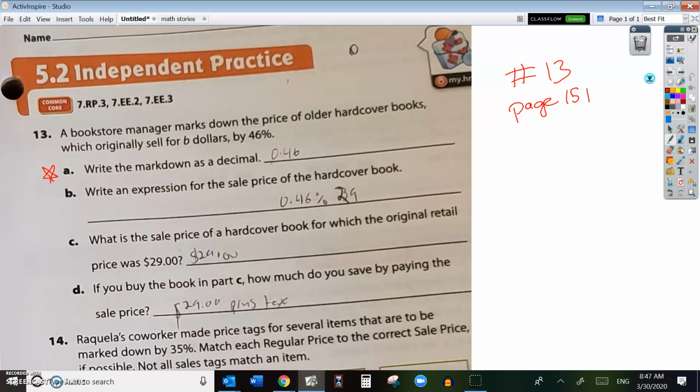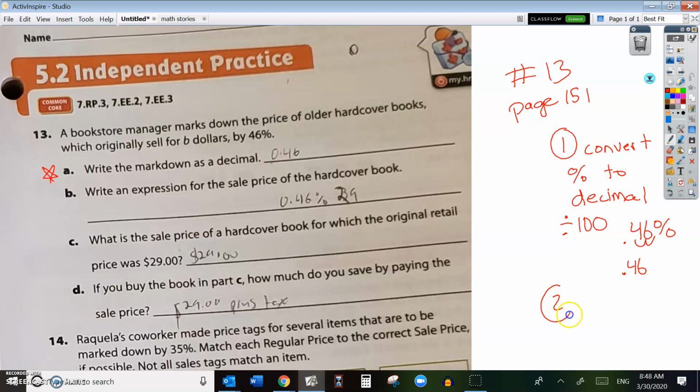A bookstore manager marks down the price of older hardcover books, which originally sell for $B by 46%. So when you're doing this, there are two steps. Step one is convert the percent to a decimal. And that is done by dividing by 100. So you've done that correctly because 46% converts to a decimal as 0.46.